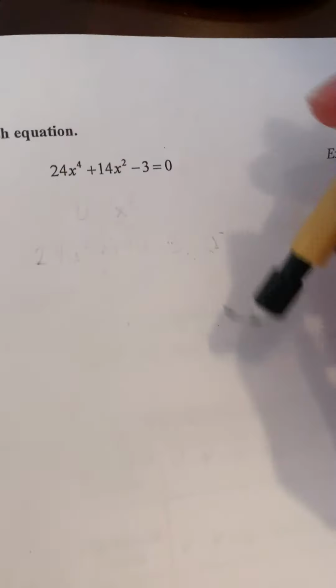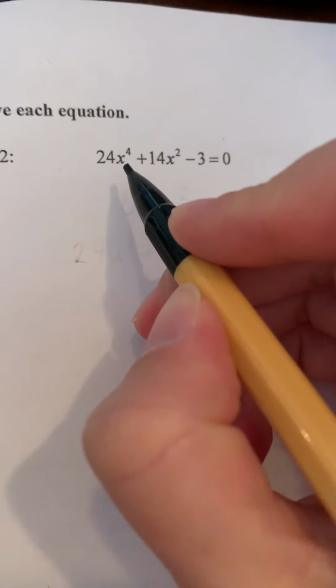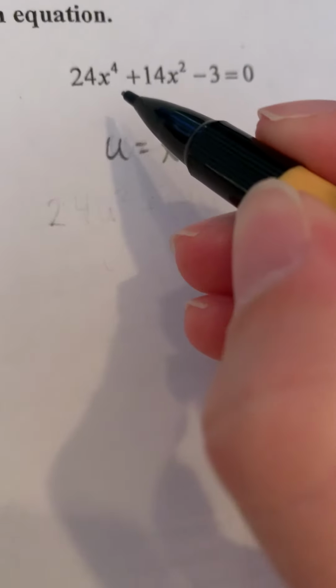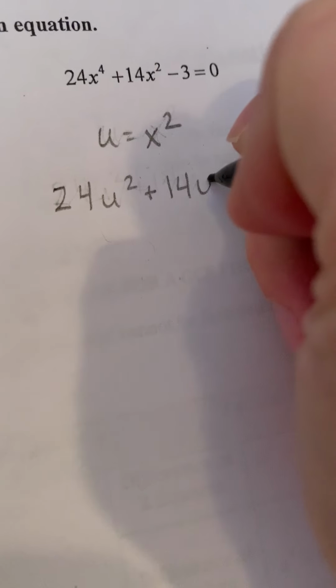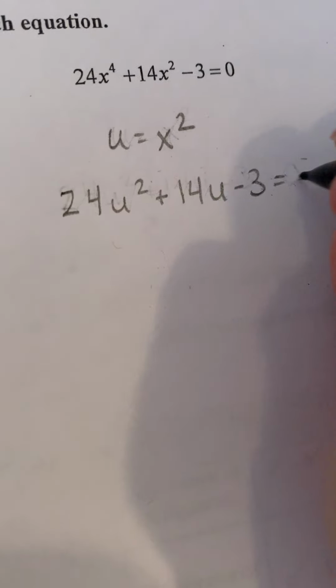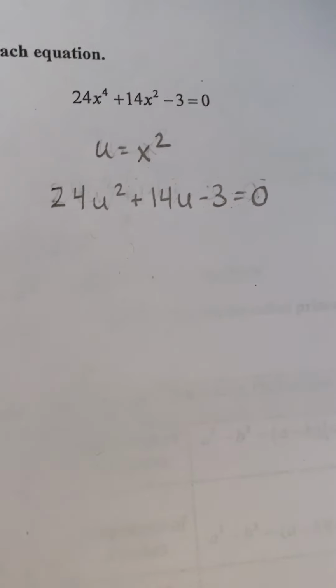In this case here, we have a higher order polynomial of 4. So we want to write that in quadratic form. With that being said, I'm going to let my u value be x squared, because I know if I raise x squared to the second power, it will give me x to the fourth. So now I can rewrite this as 24u squared plus 14u minus 3 equals 0.